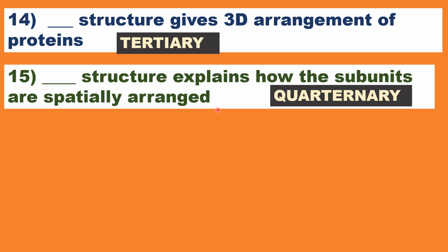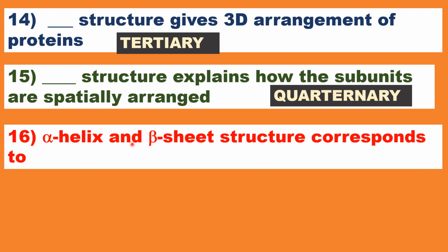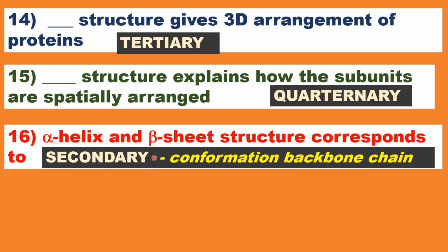Each subunit's 3-dimensional arrangement is explained by tertiary structure. Alpha helix and beta sheet structure corresponds to dash. It corresponds to secondary structure. Secondary structure explains the alpha helix and beta sheet structure. It also gives the conformation and the backbone chain. The conformation is also due to secondary structure.